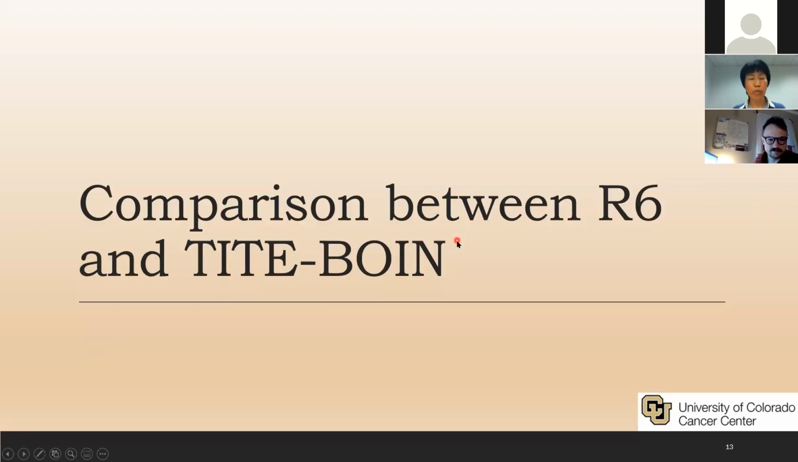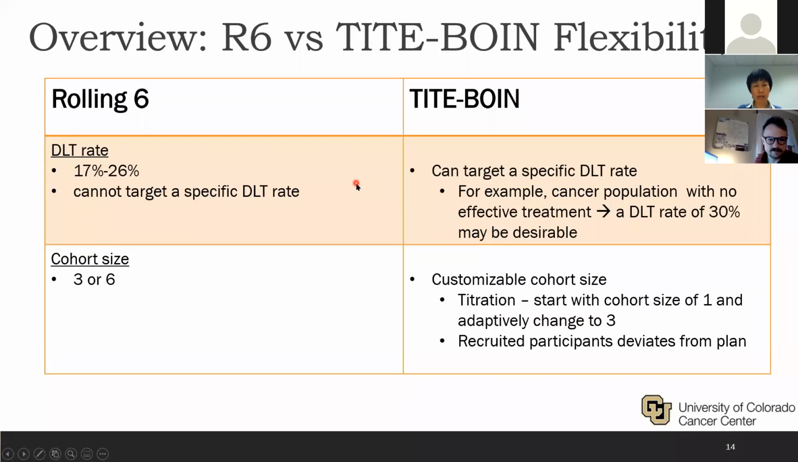So now I'd like to provide a slightly more detailed comparison between the rolling 6 and time-to-event BOIN designs. The first one is the DLT rate. The DLT rate for rolling 6 is in the range of 17% to 26%. This is obtained through extensive simulations. Because the DLT rate is in a range, we cannot target a specific DLT rate for our trial if we use the rolling 6 design.